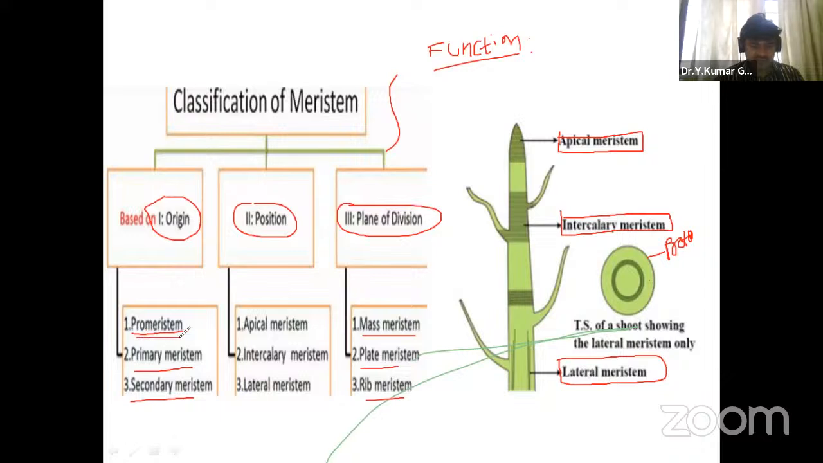From this promeristem, the second meristematic cells are present. That is primary meristem. It is the first derivative from the promeristem. Already in the introduction, I have clearly explained embryonic cells. E for embryonic, for example, embryonic cell.